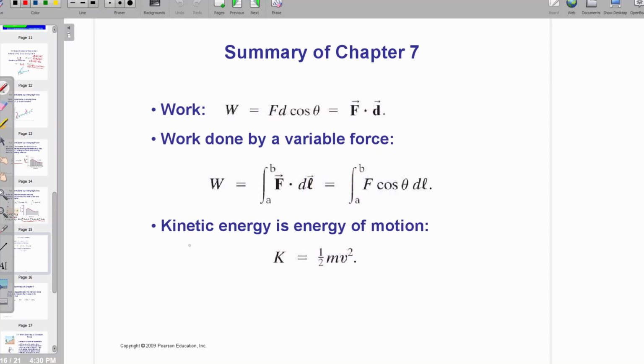Another thing that we talked about in Chapter 7 was kinetic energy, which is the energy of motion. Kinetic refers to motion, just like how kinematics was the topic we were studying when we were talking about objects moving. So kinetic energy is the energy due to motion, and it's equal to 1/2 mv squared.